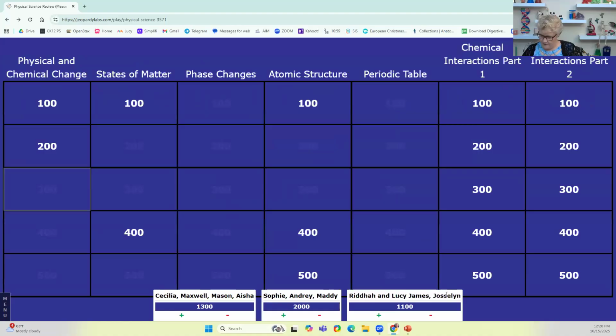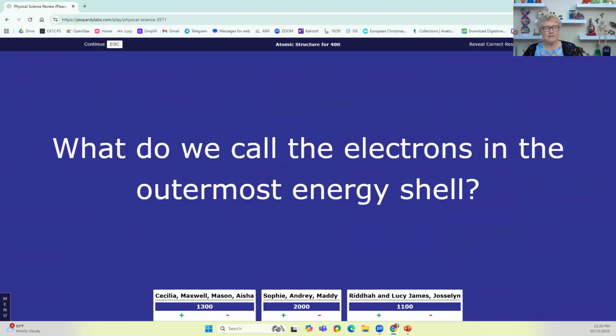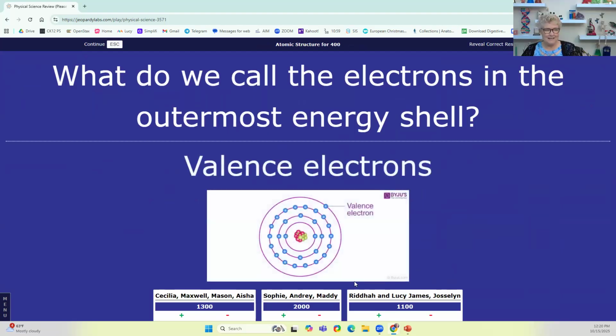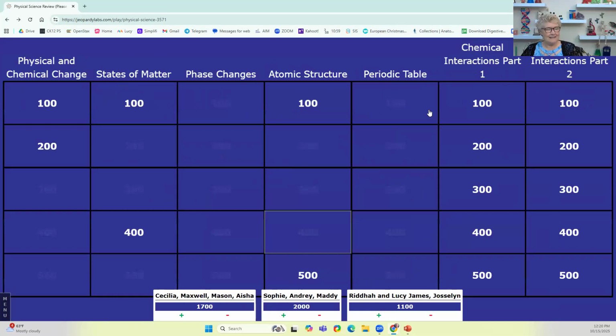So now we go to Aisha. Atomic structure 400. What do we call the electrons in the outermost energy shell? Valence electrons. Very good. We call them valence electrons. Very good, Aisha. All right. Okay, now we start with team 2. We go to Sophie again.